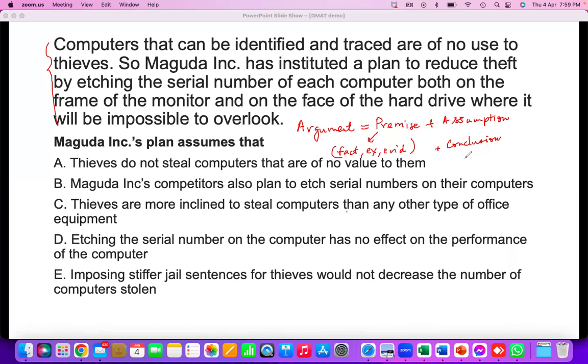Conclusion. Conclusion is something like claim, inference, opinion, observation. Okay. Something like hypothesis.